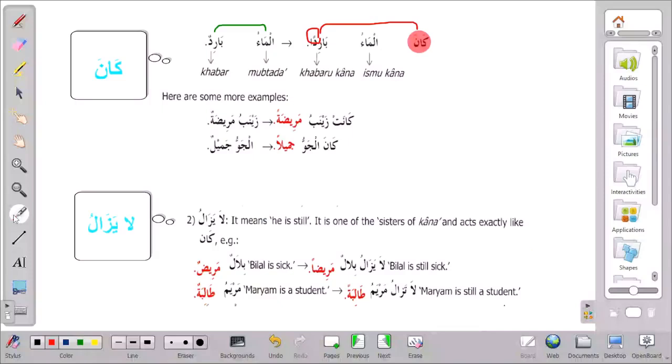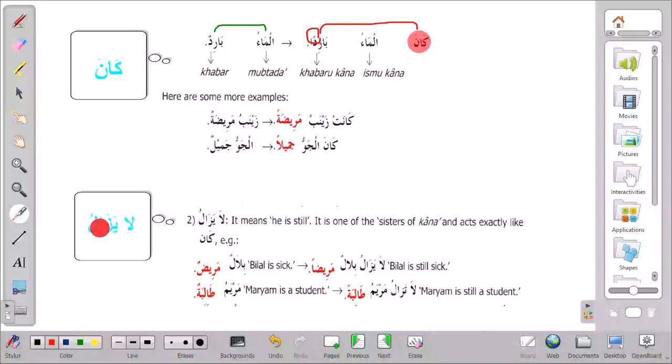Now the next one is la yazalu. As you can see here, la yazalu. La yazalu is a sister. Okay, it's a sister of kana. They have the same grammatical effect in a sentence. So just like kana, it has an ism and then a khabar, and then the ism is marfu, and then the khabar is mansub. That is the same thing about la yazalu. La yazalu also has ism and then khabar. The ism is marfu and then the khabar is mansub. I hope that is clear.